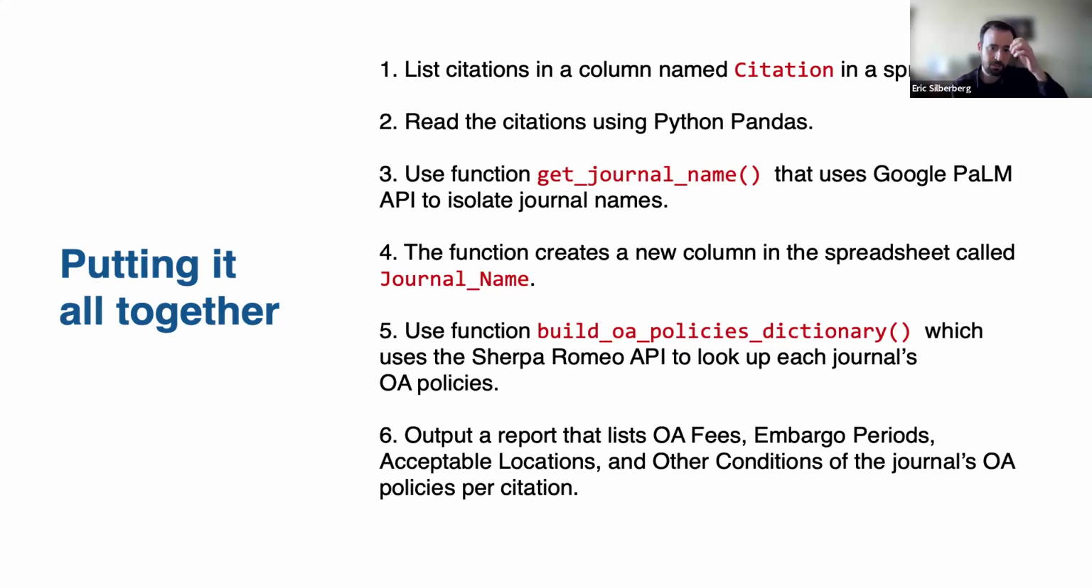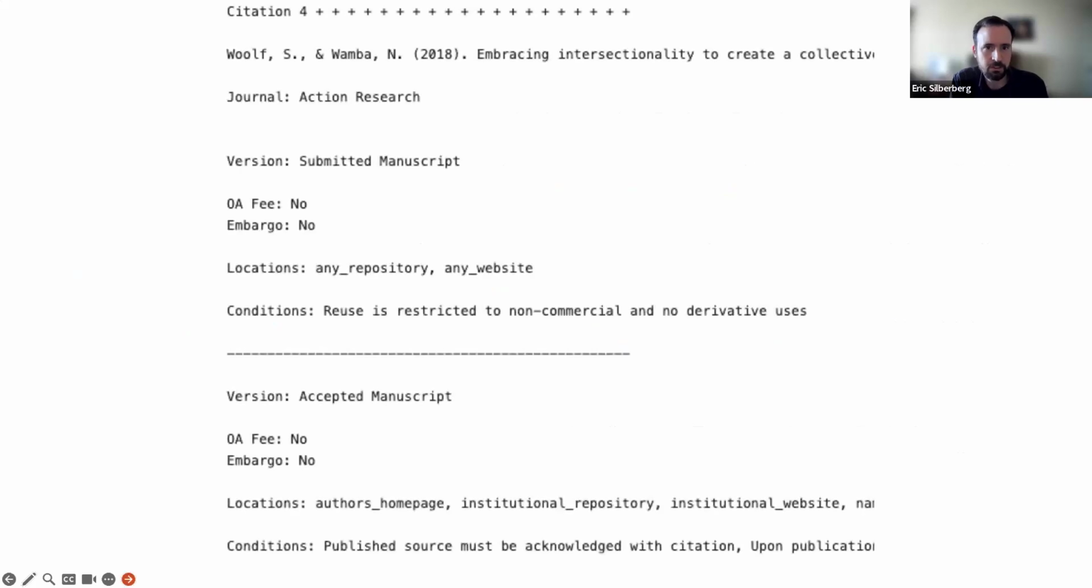Step 5, another function comes in called build OA policy dictionary, which uses the Sherpa Romeo API to look up each journal's OA policies. And then 6 is to output a report that lists the OA fees, embargo period, acceptable depositing locations, and other conditions of the journal's OA policies per citation. And it's that output report that I share with the faculty.